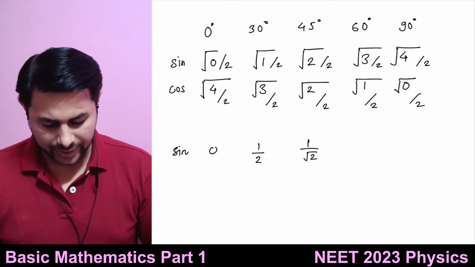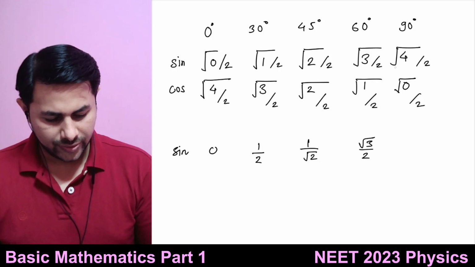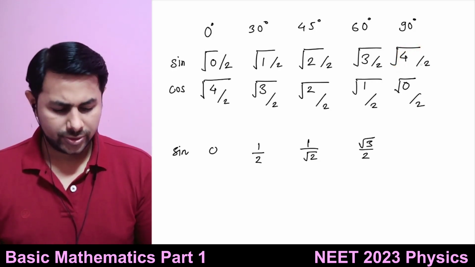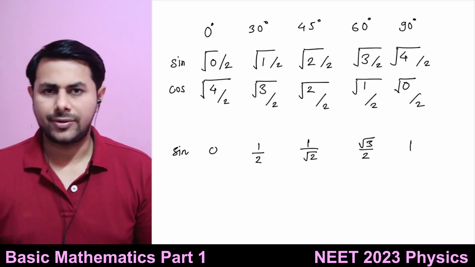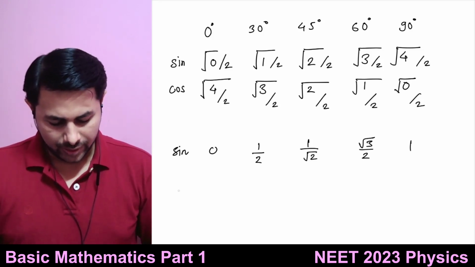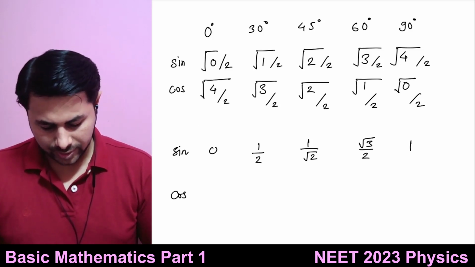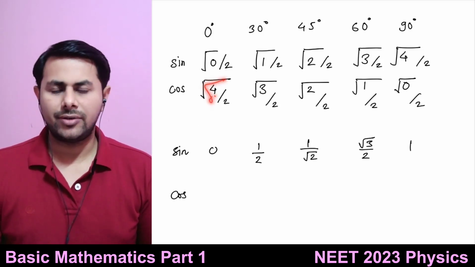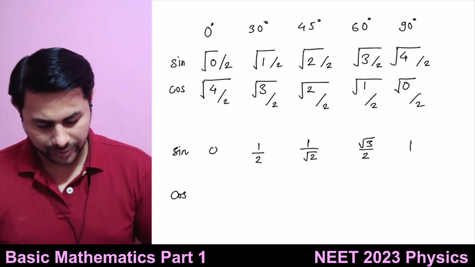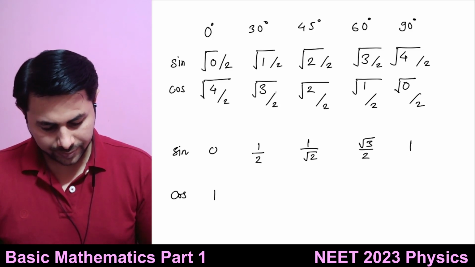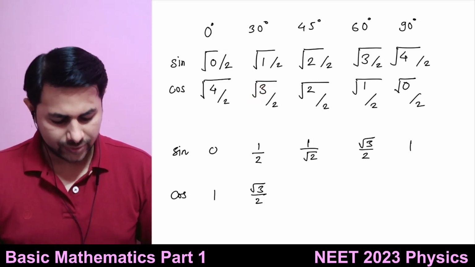So here next you get root 3 by 2. Next you get root 4 upon 2. So root 4 is 2, and 2 divided by 2 you get 1. Okay. And similarly you can write cos. So in cos, this one is root 4 divided by 2. Root 4 is 2, so 2 upon 2 is 1. Here it's root 3 by 2, so we can directly write down root 3 by 2.